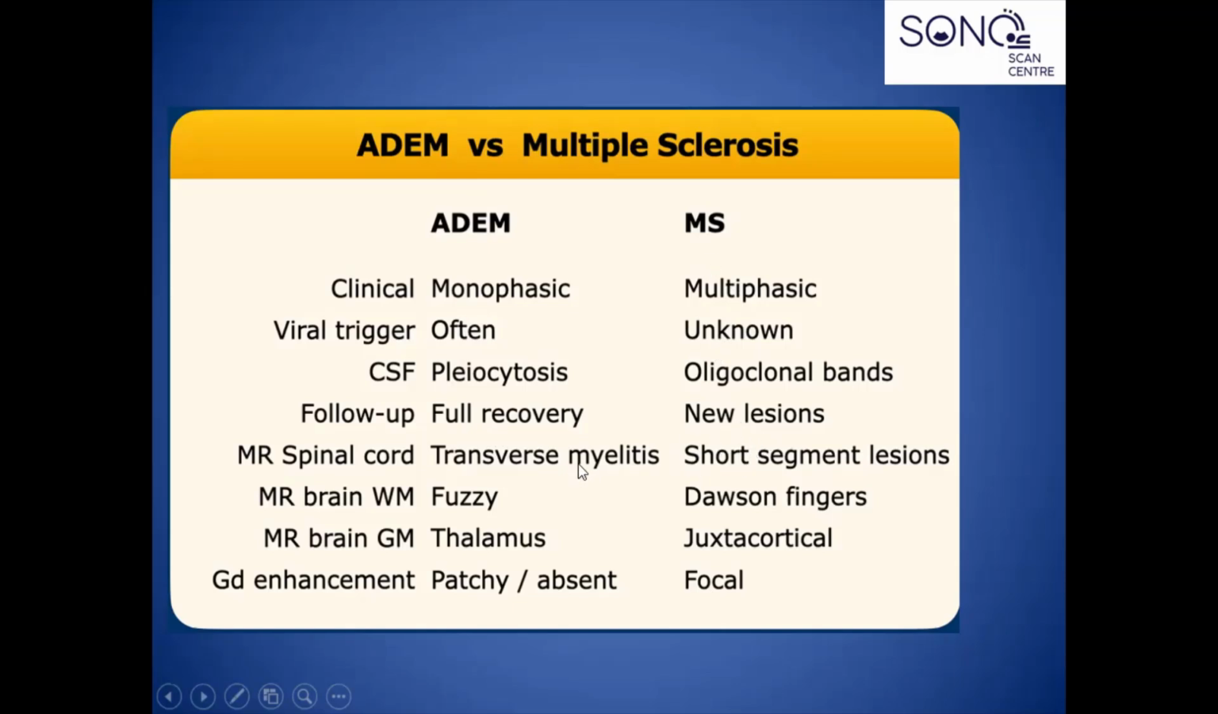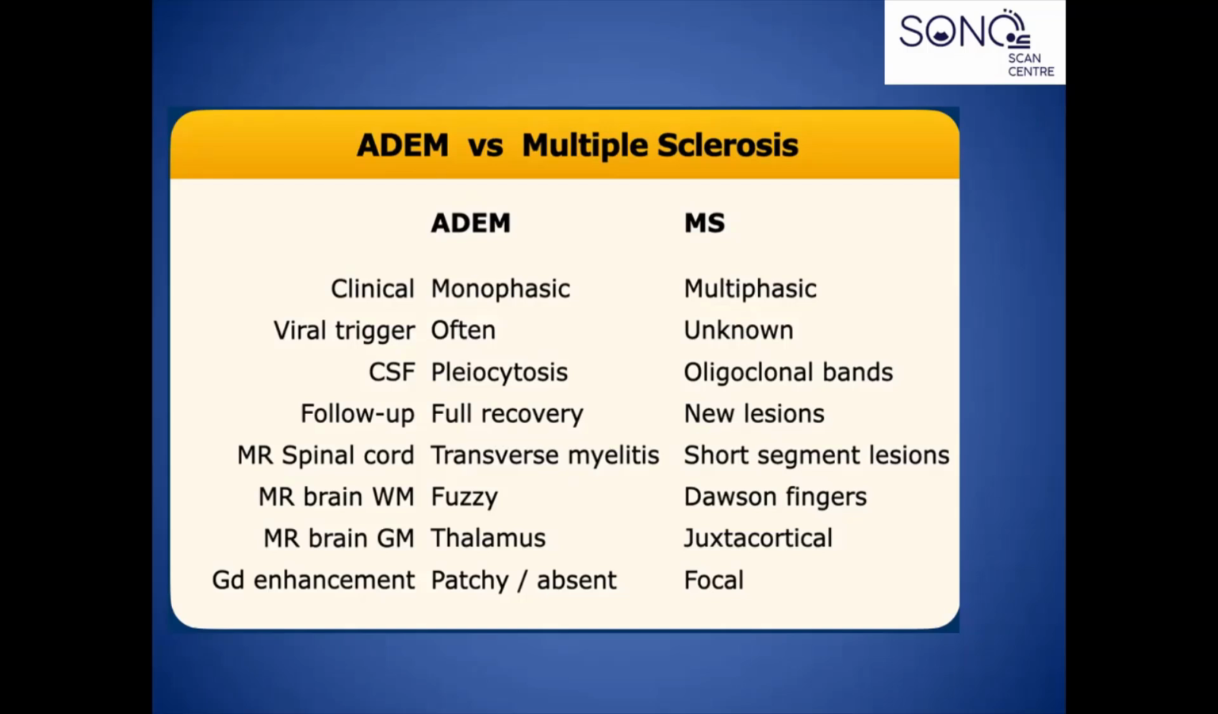And in the spinal cord, we saw that a transverse myelitis kind of presentation will be seen here. But in MS, those are short segment lesions. They are cigar-shaped lesions, and they are in the periphery. In the brain, we saw how it was in the deep gray matter and the superficial gray matter, in the thalamus and the basal ganglia.